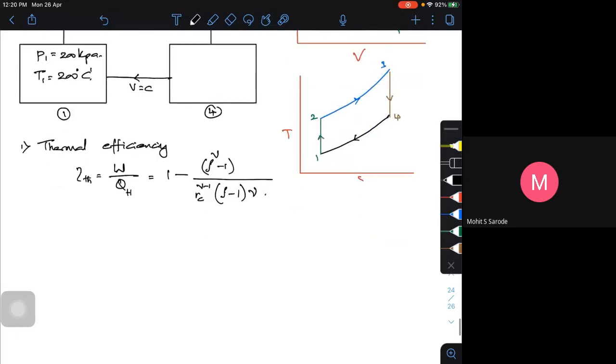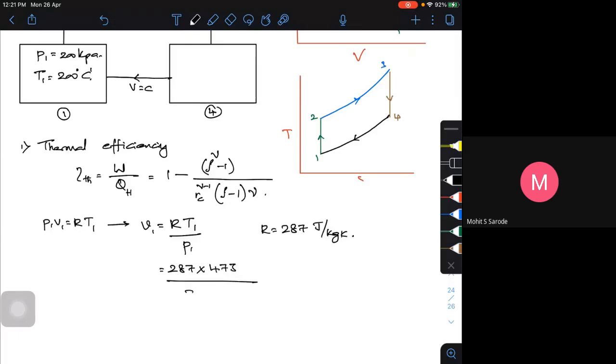Let's go to what is given in the numerical. That is P1 V1 is equal to R T1. In this, I don't know the value of V1. So V1 is equal to R into T1 by P1, where R is equal to 287 joules per kg Kelvin. So I will substitute it: 287 into the temperature, which should be in Kelvin, that is 200 plus 273, that is 473, divided by 200 into 10 to the power of 3. So this is my V1.